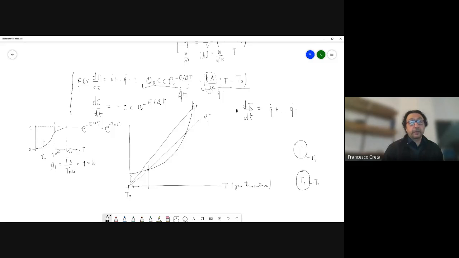Let's call this point F, for example. So the system has produced heat, but at the same time, as the system heats up, it will lose more and more heat to the surrounding. At some point, you will have that the heat production and the heat loss will balance out. So we've reached a stationary point. Now, what this point is, it's actually a stable point. Let's write it here.